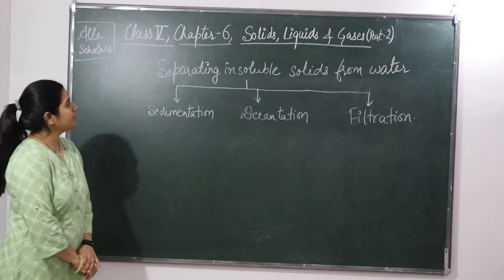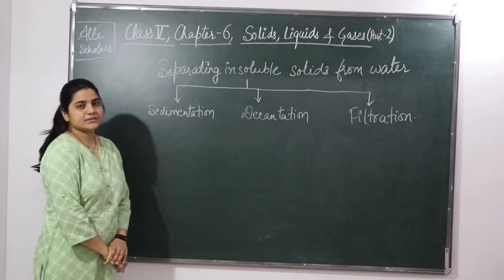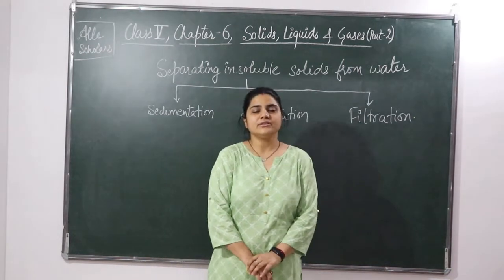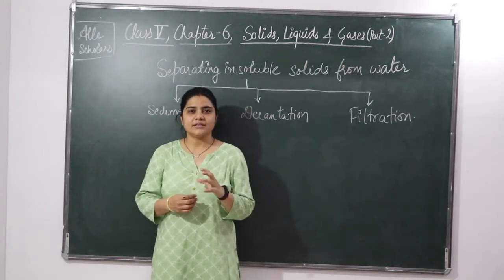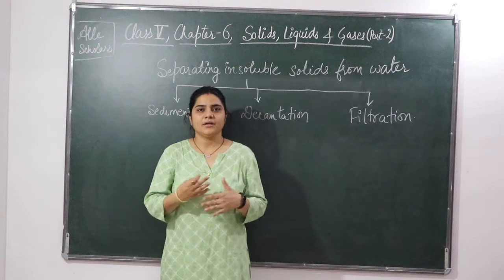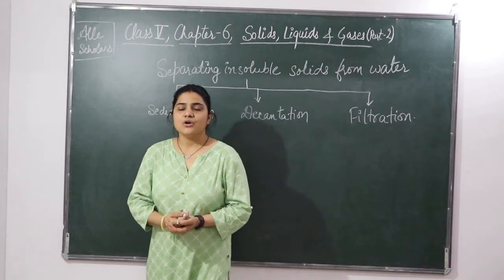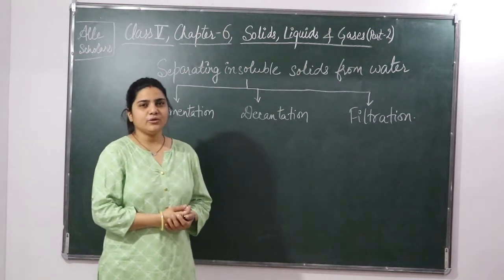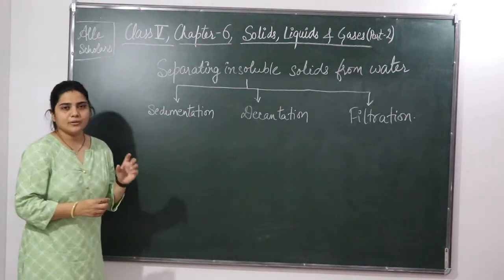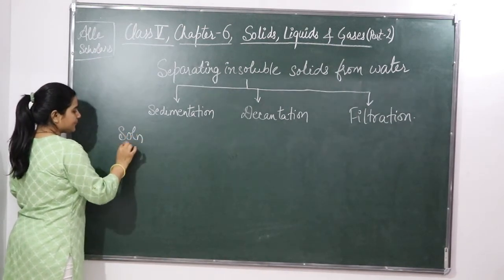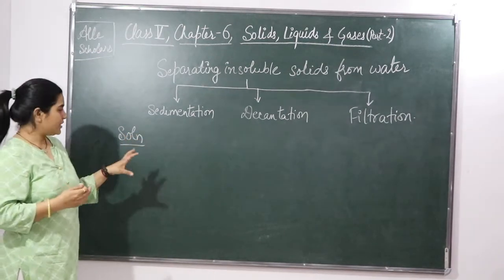So today I will be taking part 2 of chapter 6, that is solid, liquid and gases. Today we are going to discuss the different methods of how we can separate solvent and solute from a solution. If you refer to the part 1 video, you will see that we talked about solution. I will just give a small revision of the solution.